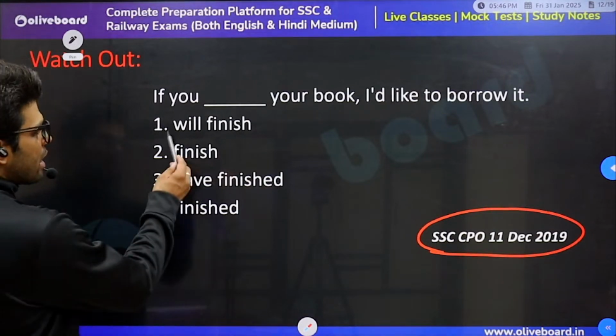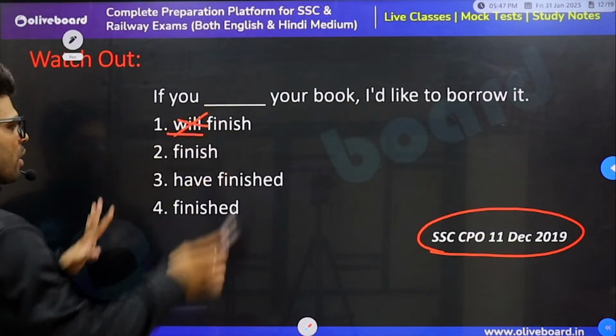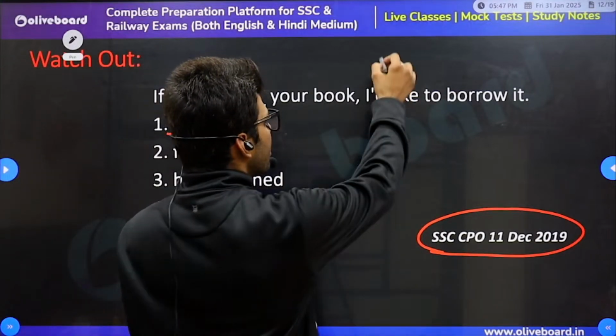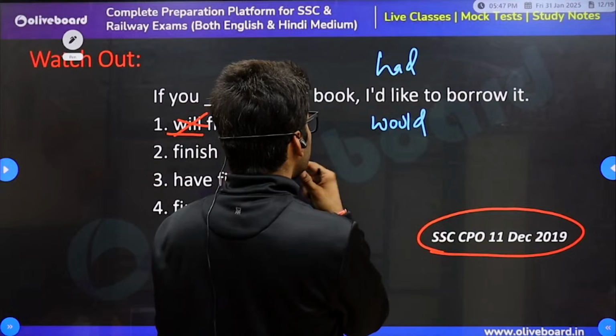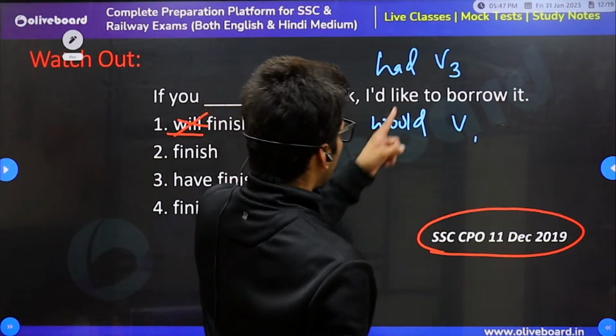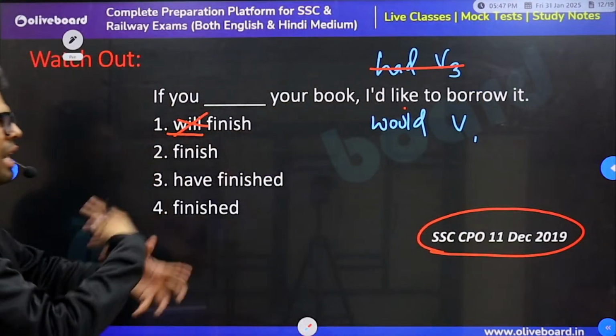Everyone, conditional clause cannot be in future. If you will, come on, we'll talk to you later. If you finish your book, just a sec. It is had, it is would also, but how should I notice which one is this? Had takes a third form, would takes a V1. I have a V1 here, so it is not going to be this. I would like to borrow it.